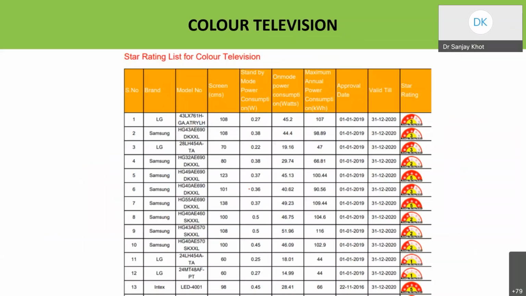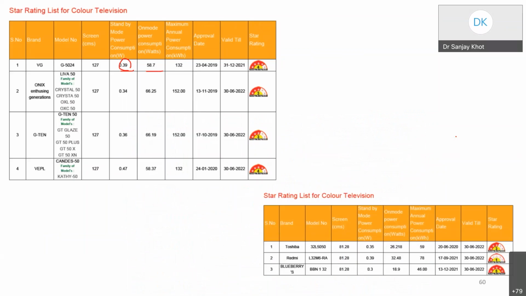For the 50-inch TV, even if the TV is off but in standby mode, it will consume 0.39 watts, and when it is on, it consumes 58 watts. So that also you need to understand. Whenever you don't want to use the TV for a longer period, it is better to switch it off from the main switch. So that care has to be taken.